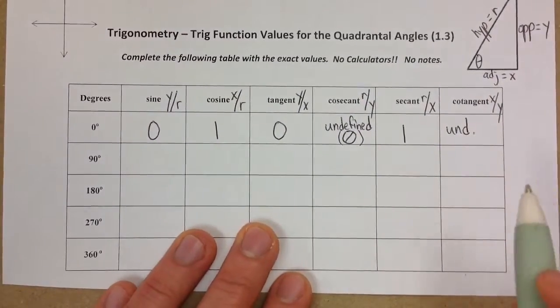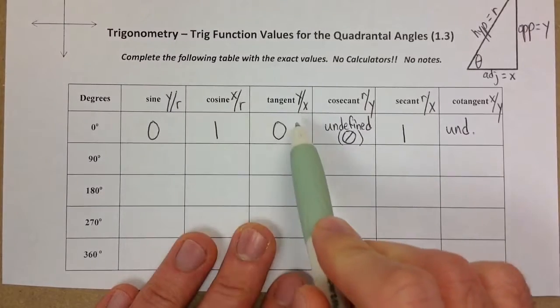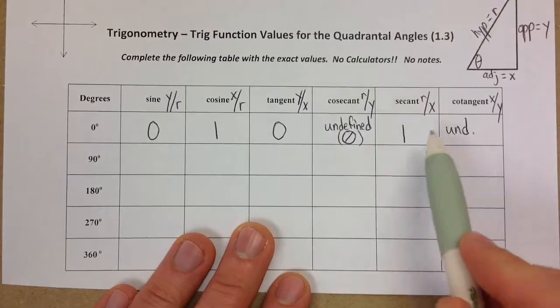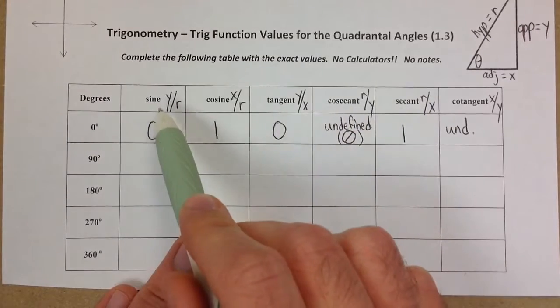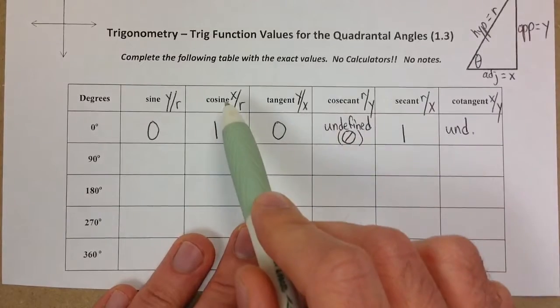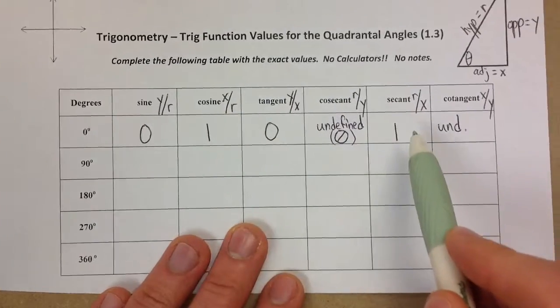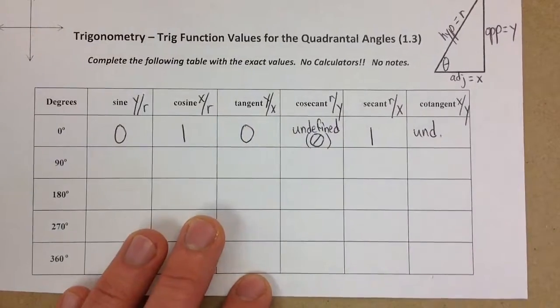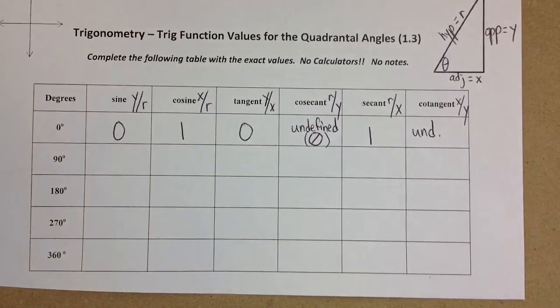Also, please note, you can flip the first 3 to get the last 3. Cosecant is the reciprocal of sine. 1 over 0 is undefined. Secant is the reciprocal of cosine. 1 over 1 is 1. Cotangent is the reciprocal of tangent. 1 over 0 is undefined. Okay? Any questions on the 0 degree row? Great.